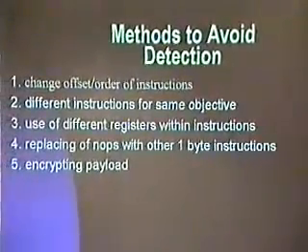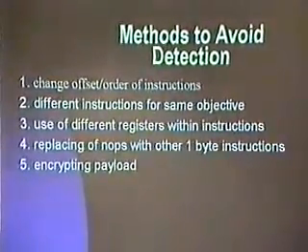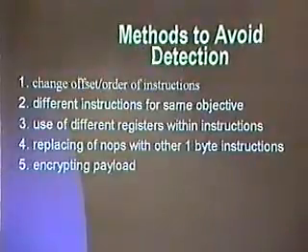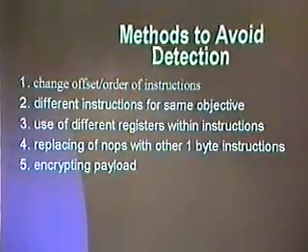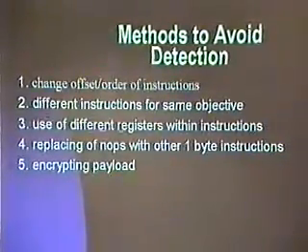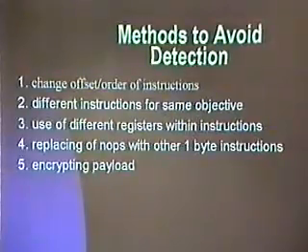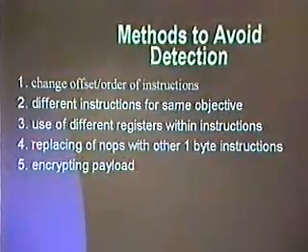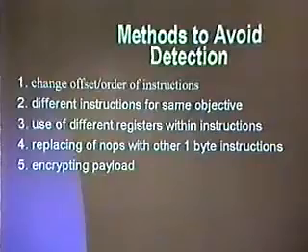So in order to avoid detection, you have to code a little differently. You can change the location or the order of the instructions you're using so that the signature is different. You can use different instructions and achieve the same objective. You can use different registers within the instructions. You can replace no-ops with other 1-byte instructions, or you can encrypt your payload.